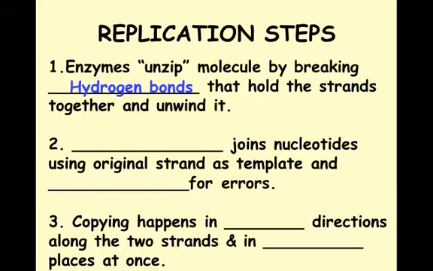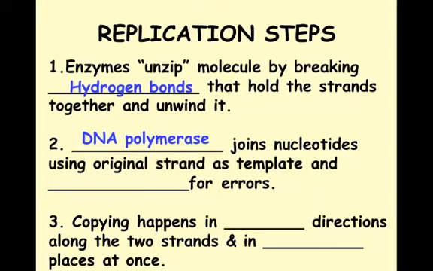And so we're going to unwind the DNA and break apart those bonds that hold the two sides of the ladder together. And then we're going to use another enzyme called DNA polymerase to join those little nucleotide subunits together to make a match, make a copy. And we're going to use our strands as templates.